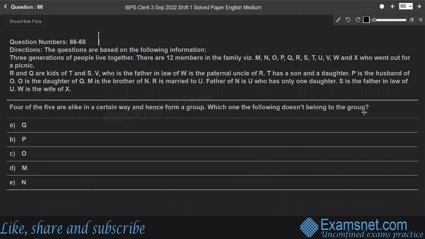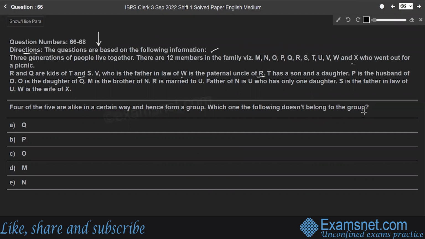Students, question numbers 66 to 68. These questions are based on the below information. Here the direction is: the questions are based on the following information. 3 generations of people live together. There are 12 members in the family. They are MNOP, QRST, UVW and X who went out for a picnic. R and Q are kids of T and S. V, who is the father-in-law of W, is the paternal uncle of R. T has a son and a daughter.